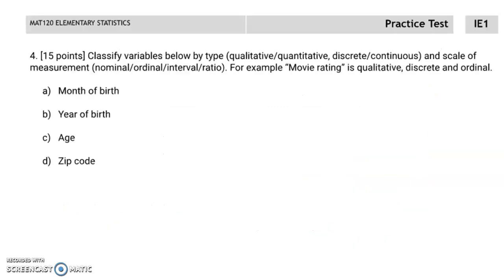All right, moving on to the next question, question number 4. It's asking to classify variables by type and then by scale of measurement. Pause the video, try this out, and then see if you got it right.